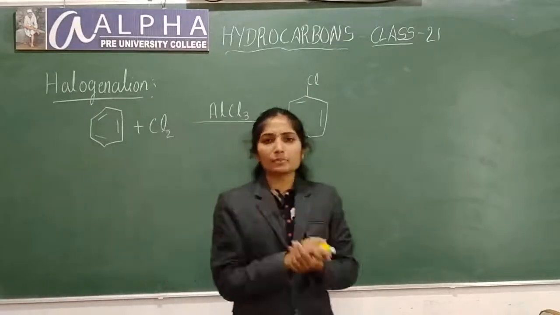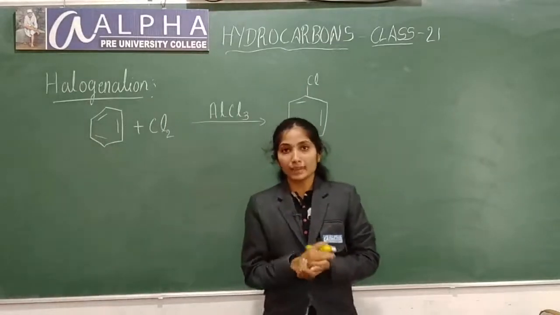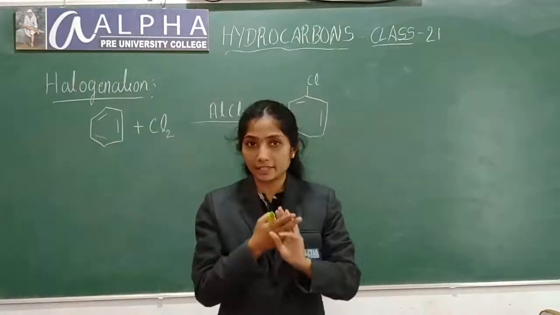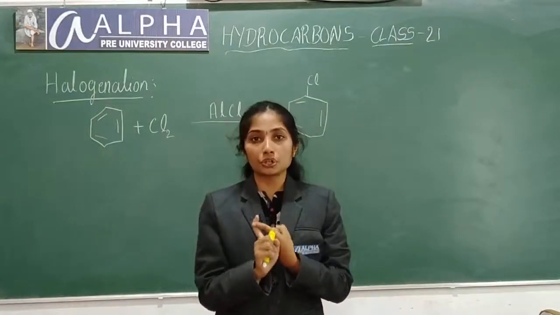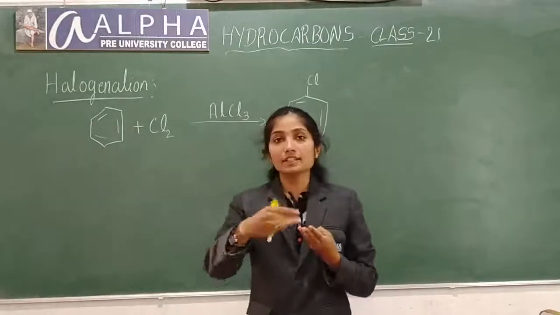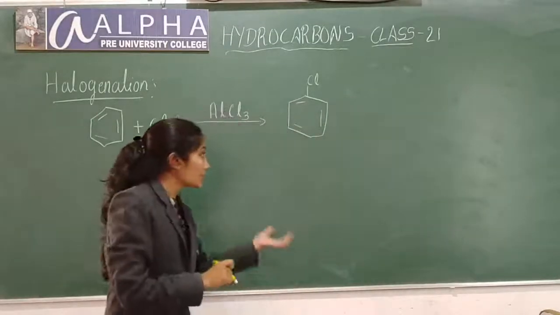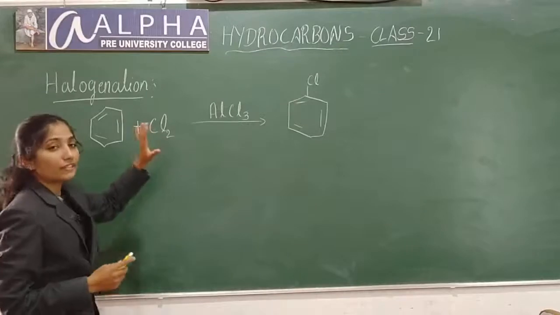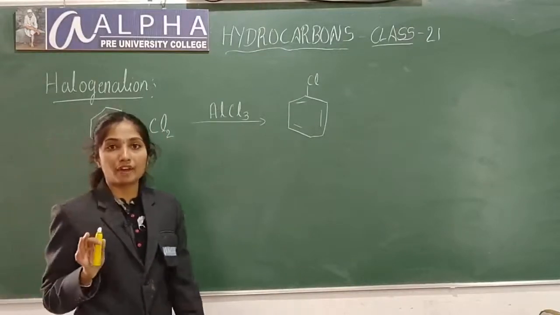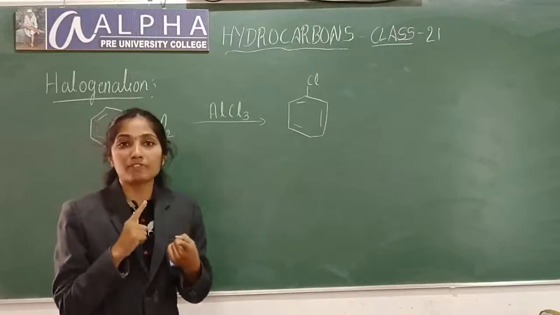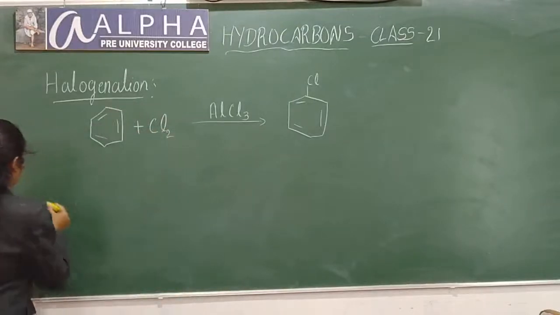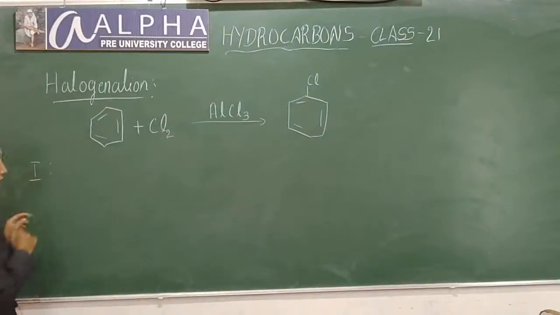So what is the mechanism of this? I have told you the general mechanism. The mechanism mainly involves three steps. First one is generation of electrophile, second one is attack of electrophile, and third one is elimination of proton, right? In this reaction, the first step is generation of electrophile. Only this step will differ; all other steps are the same.